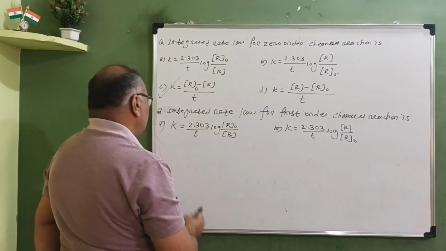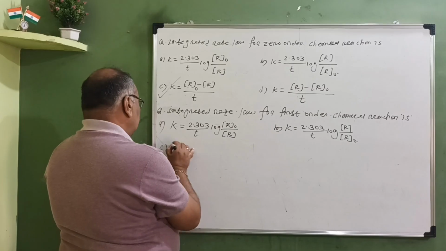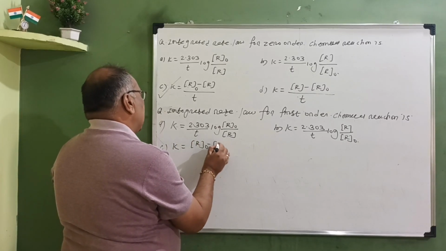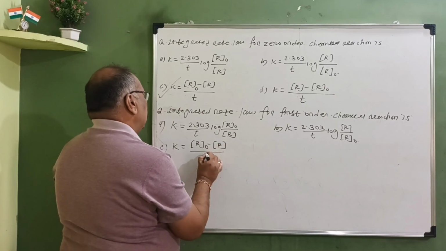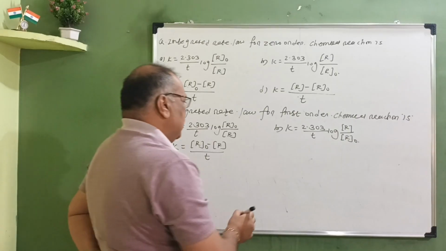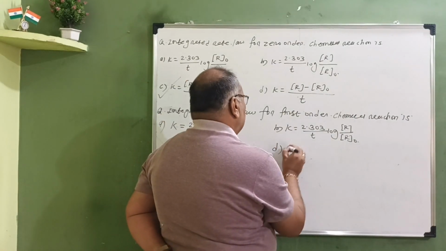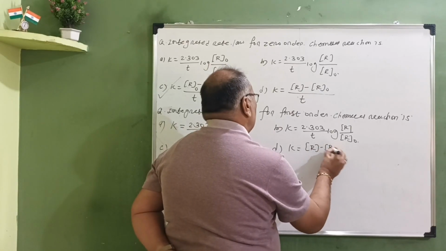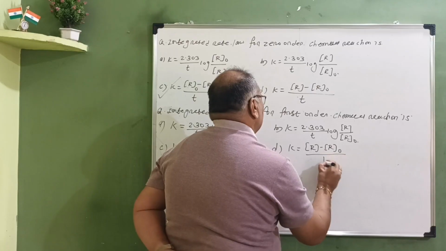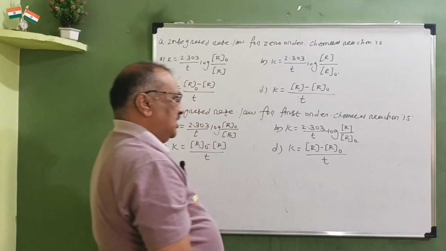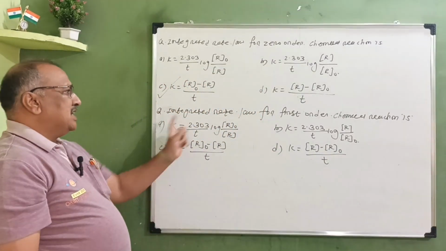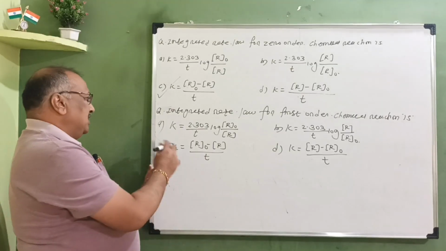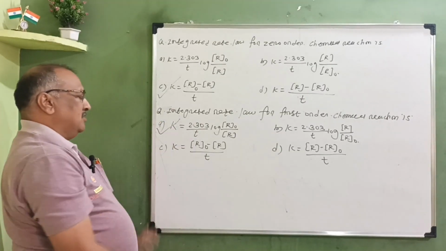Number C, K equal to R0 minus R upon t. And number D, K equal to R minus R0 upon t. Here, integrated rate law for first order chemical reaction is like this.